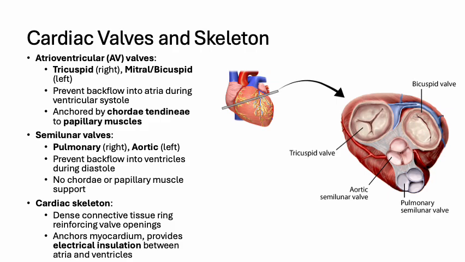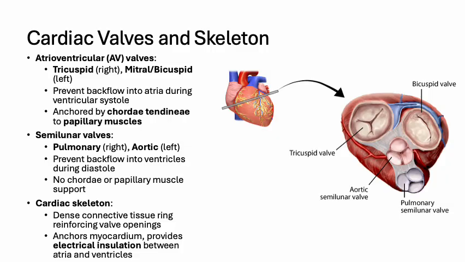Valves are critical to the heart's function because they ensure one-way blood flow and prevent backflow during each cardiac cycle. Let's start with the atrioventricular valves. The tricuspid valve is located between the right atrium and the right ventricle, and the mitral or bicuspid valve is between the left atrium and the left ventricle. These valves open during atrial contraction, allowing blood to flow into the ventricles, and then close during ventricular systole to prevent blood from moving backwards.